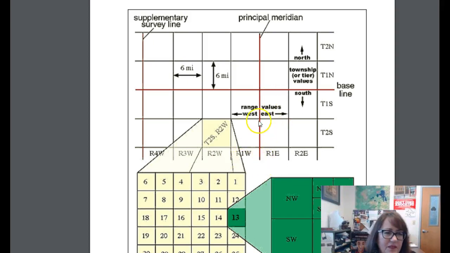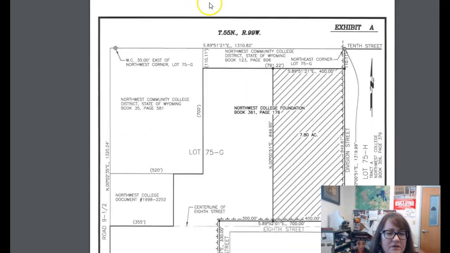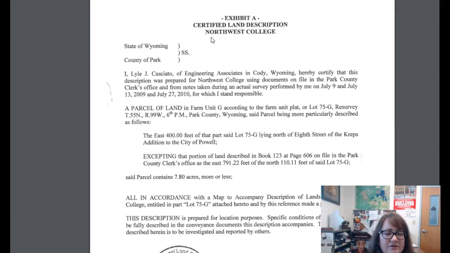So let's go back and take a quick look at our document about Powell. This is that Krebs subdivision. If you look here, we're township 55 north, range 99 west. That's always of a principal meridian. So that means that we are 55 times 6 miles north and 99 times 6 miles west, more or less, of the 6th principal meridian.